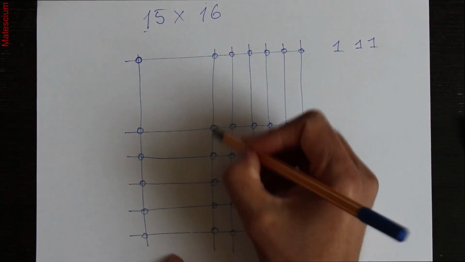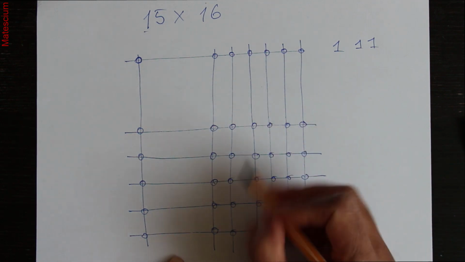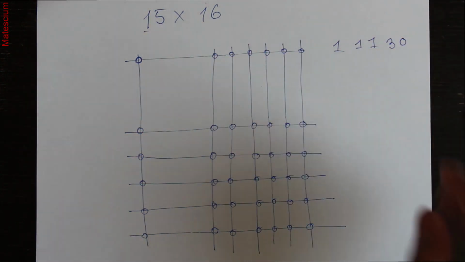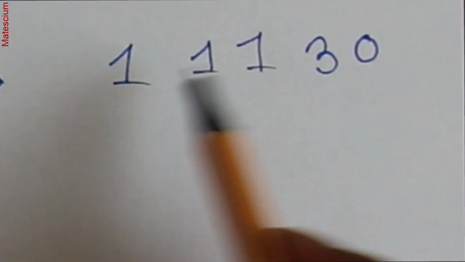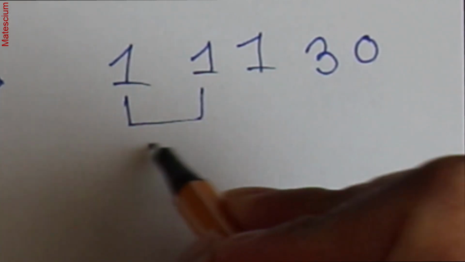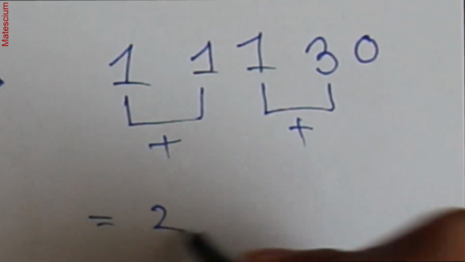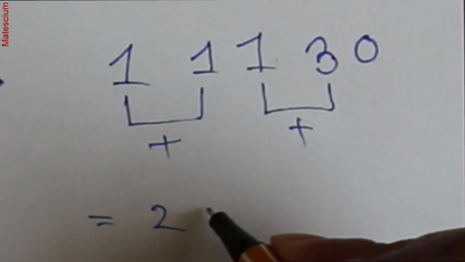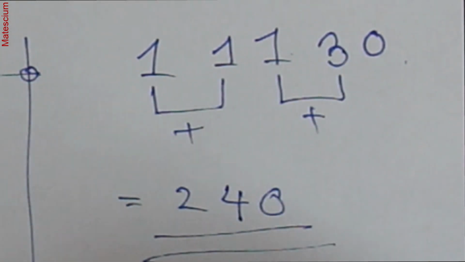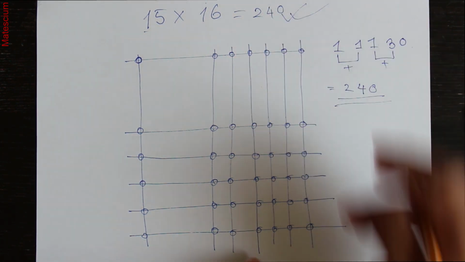Now the next one is to count all these numbers. 1, 2, 3, 4, 5, 6 and 1, 2, 3, 4, 5. 6 times 5 means 30. Write it here, 30. Interestingly, in this case we have a total of 5 digits. If it is 5 digits, then directly you have to add the first 2 digits and then add the next 2 digits. So 1 plus 1 is 2. 3 plus 1 is 4 and this is 0. That means this is the answer, 240. 15 times 16 is 240. Yes, this is the answer.